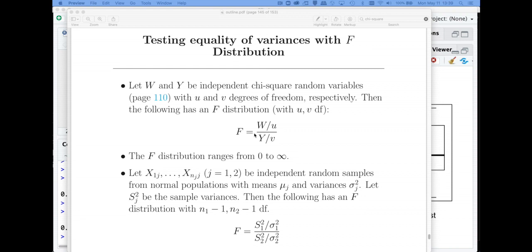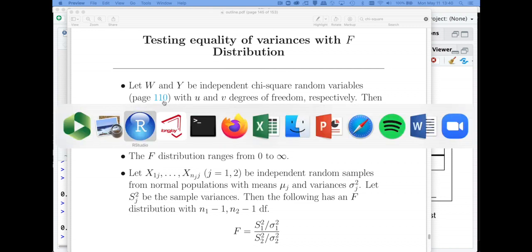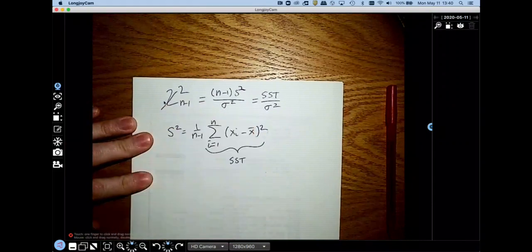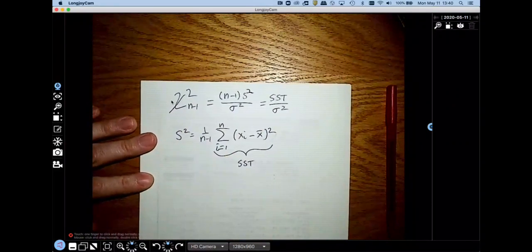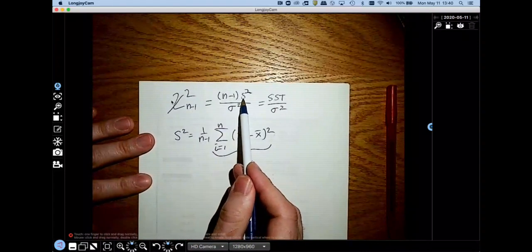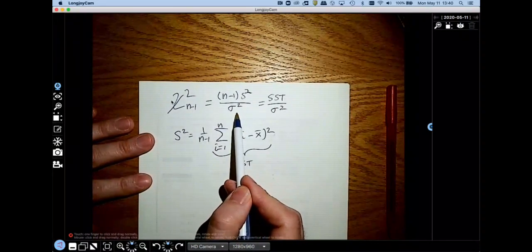So what's a chi-square distribution? Well, remember we talked about chi-square distributions back when we were in the confidence interval chapter and we were looking for a confidence interval on variances. So just to refresh your memory, I summarized one of the key results that we had from that section. A chi-squared random variable is just n minus 1 times the sample variance divided by the population variance.